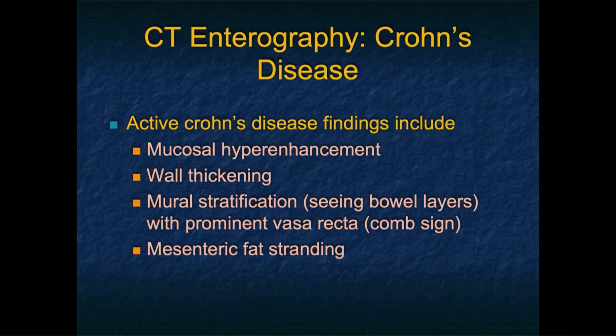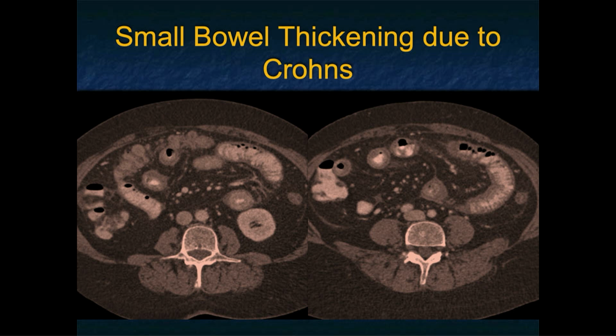I mentioned the wall should be under 3 millimeters. It's typically 7 to 10 millimeters with Crohn's. We see a stratification of the different bowel layers. We see prominent vasculature. One of the classic things is the comb sign, as I'll show you, and again, mesenteric involvement.